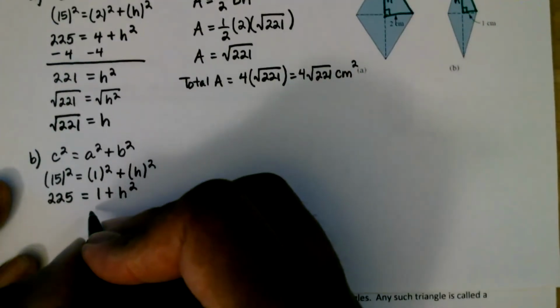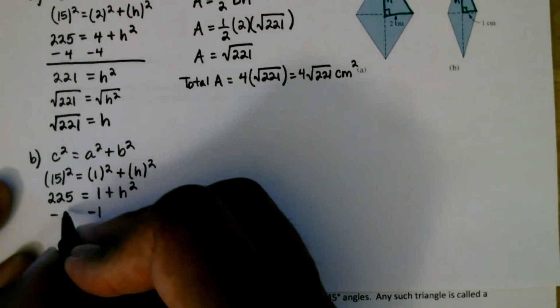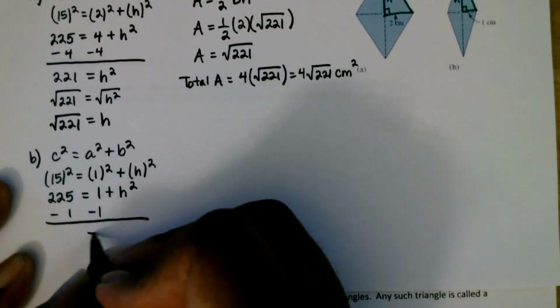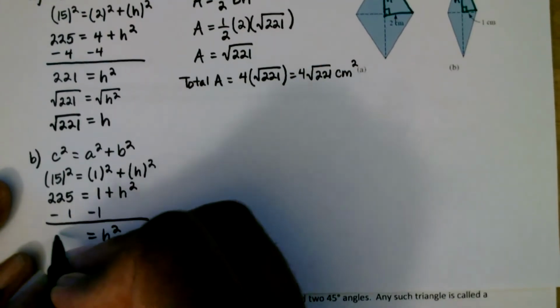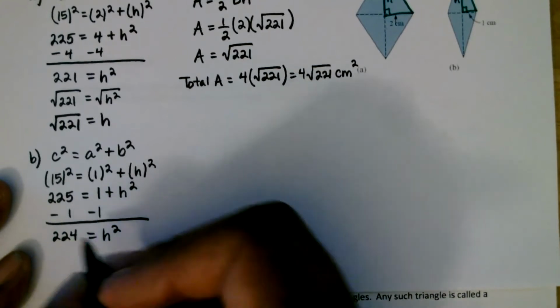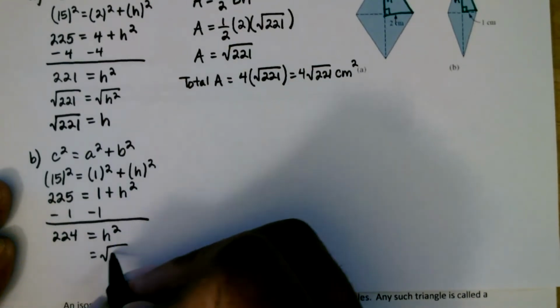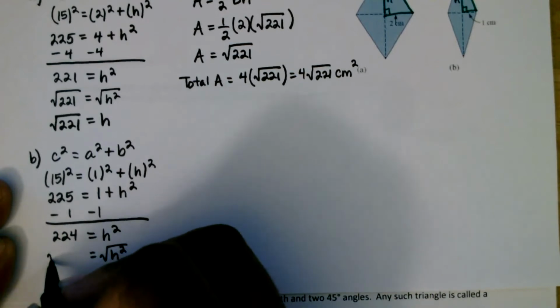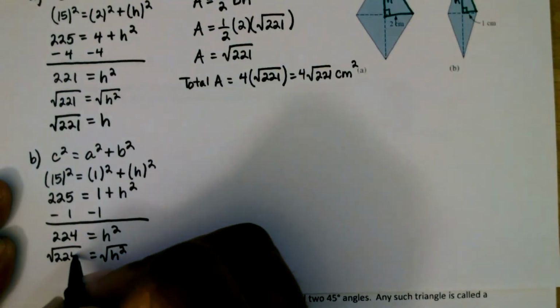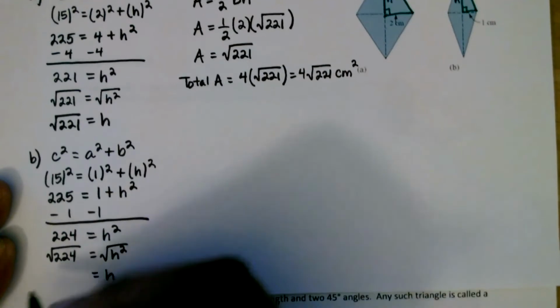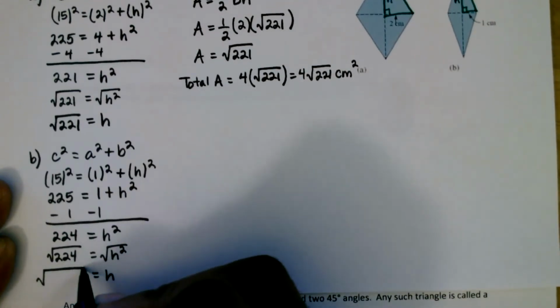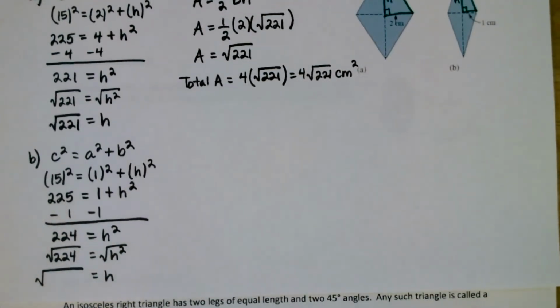Now, to get h squared by itself, I subtract 1 on both sides. So that means that h squared is equal to 224. And then take the square root on both sides. This will be h is equal to, now this time I'm going to try to find the largest perfect square that goes into 224. Okay, the largest perfect square that goes into 224.